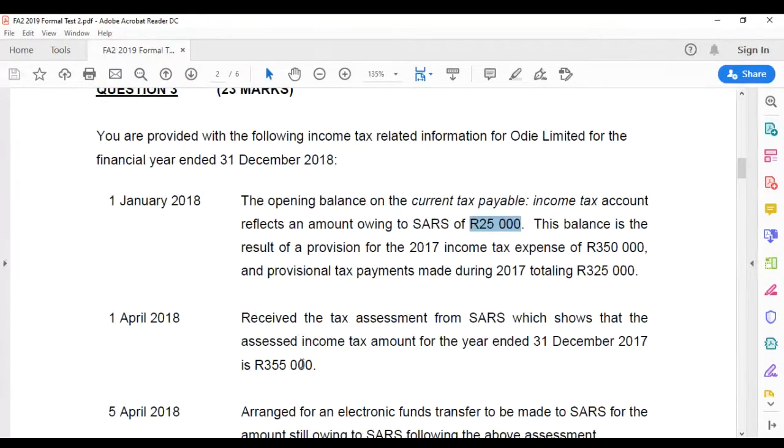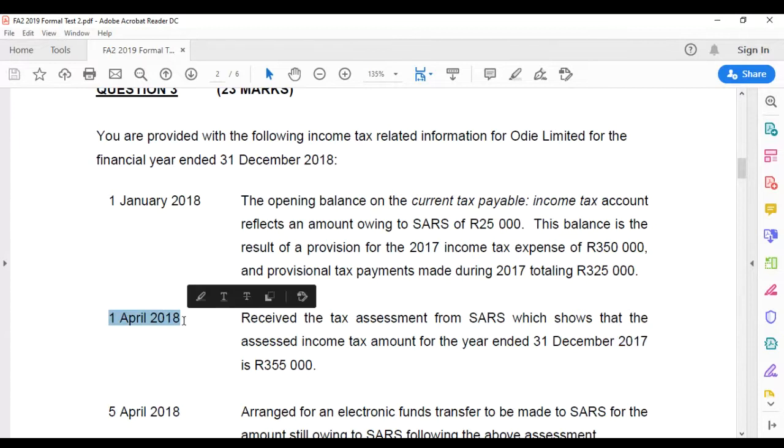Okay, I'm going to show you the solution later. I want us to talk through this, and you give me the answers first, and then we look at the solution. Then on the 1st of April 2018, so we are now in the 2018 financial year, they say we received the tax assessment from the South African Revenue Service, which shows that the assessed income tax amount for the year ended 31st of December 2017 is 355,000.